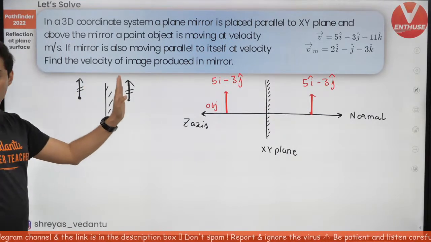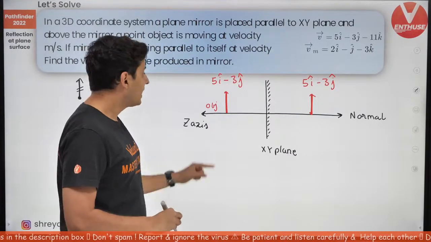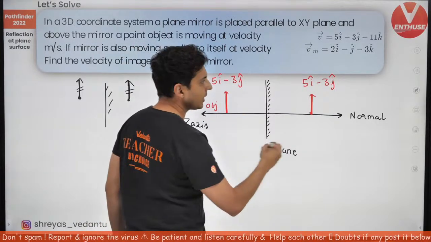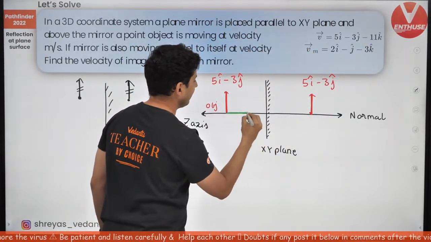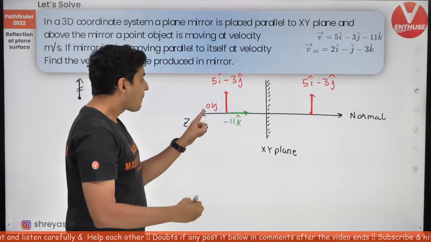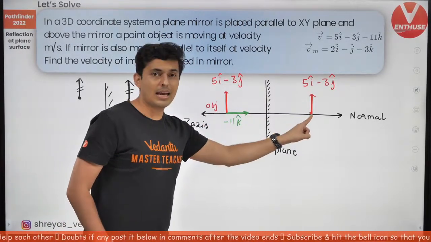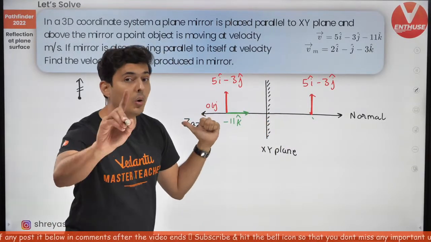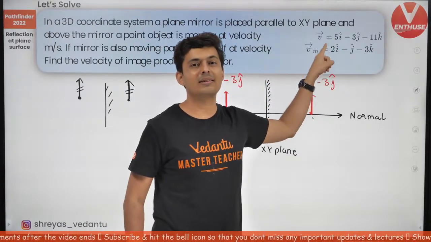Very good. Now, the only thing remaining is what happens to the k cap. Look at this, minus 11 k cap. Let's deal with that as well. So let's draw it. This is your minus 11 k cap. Because of the object's velocity, obviously the image velocity will also be there, on this side. But hold on. There is a mirror as well, and the mirror also has certain velocities.